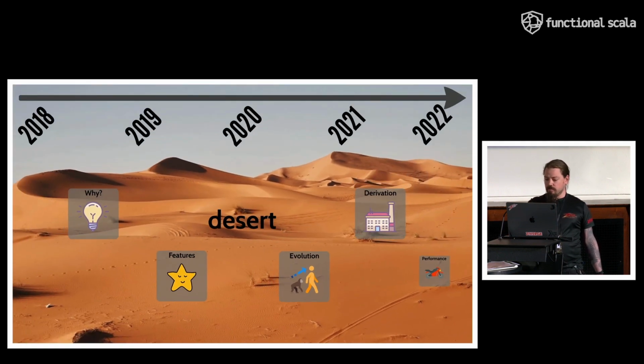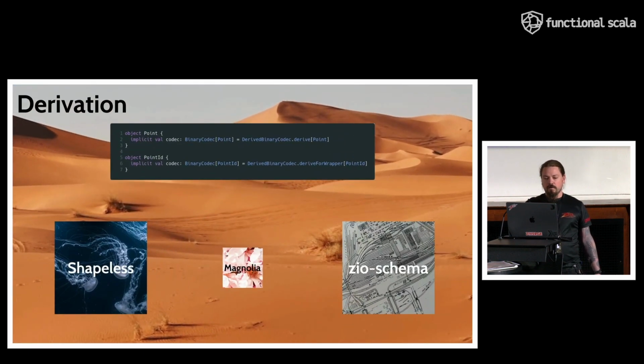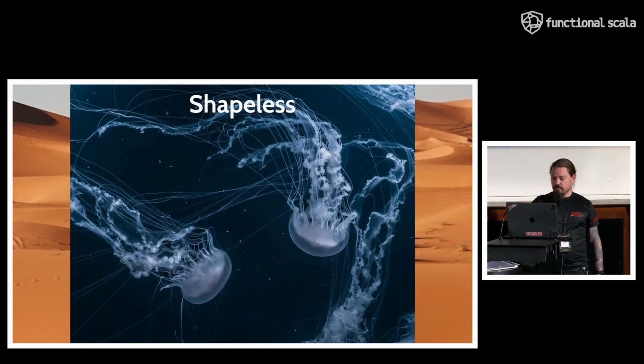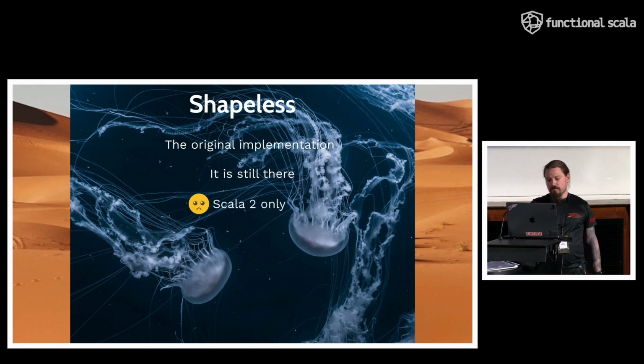So let's talk a little bit about the derivation as well. The library provides a derived binary codec.derive method, which is just like in other libraries. It's a macro which builds a binary codec for you that supports all this data evolution compatibility stuff that I showed. The first implementation was built with Shapeless. And it's actually still part of the library because it's well tested and stable. On the other hand, it's only for Scala 2.